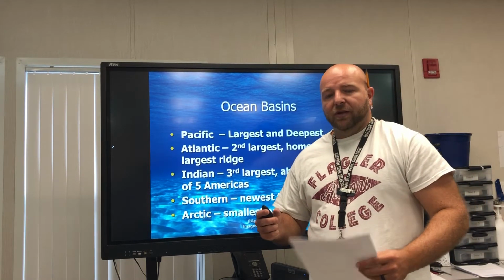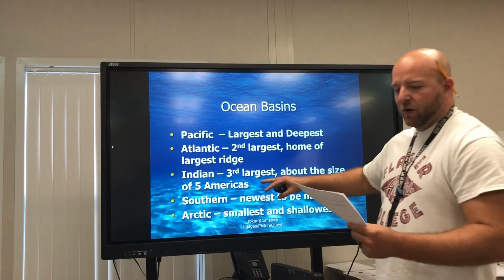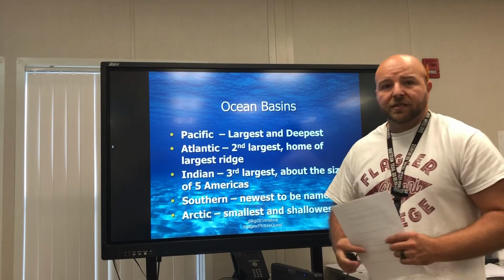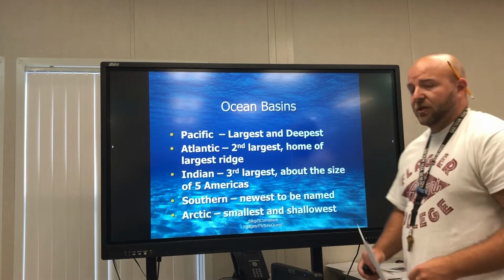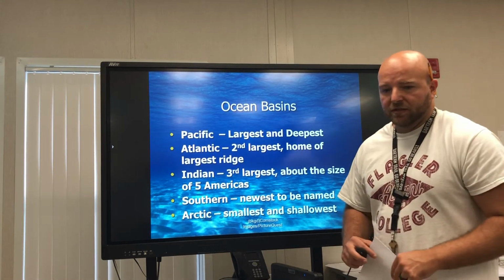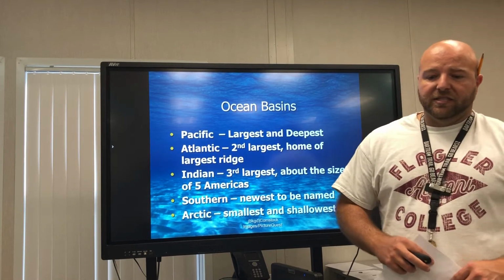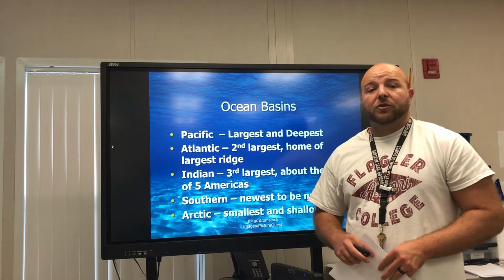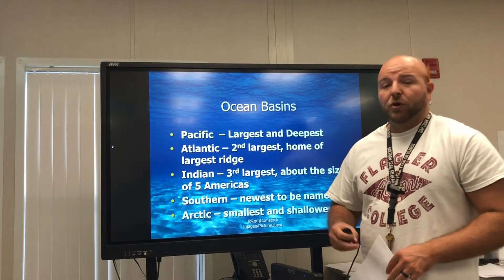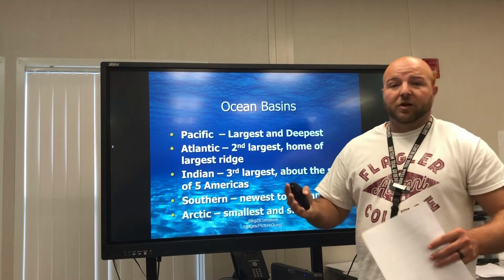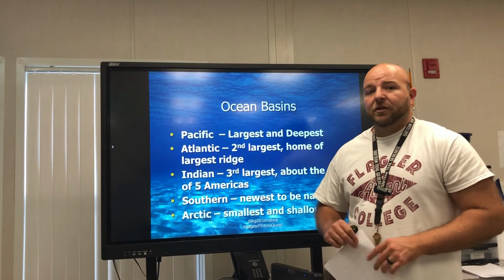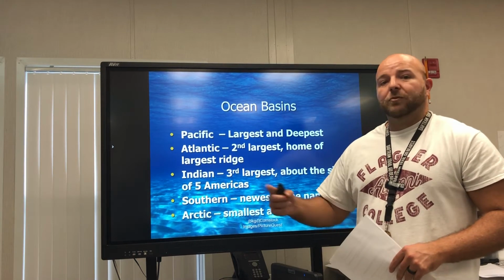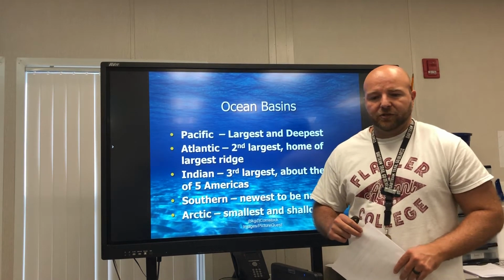So the 5, this is where you're writing now for number 1. It says describe the 5 ocean basins that are found on Earth. We'll walk you through each one. The Pacific is the largest and the deepest. The Atlantic is the second largest, and it is home to the largest ridge. If you don't know what ridge I'm talking about, I'm going to let you just hold on to that until lesson 2.3. We'll come back to that and answer that question thoroughly.